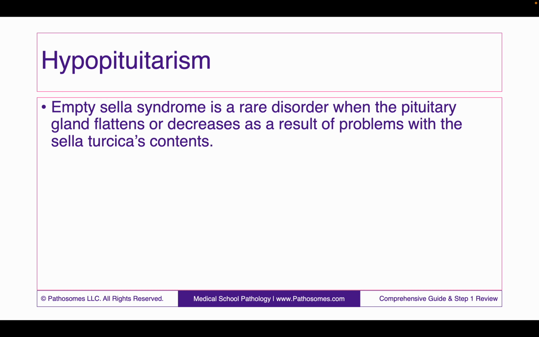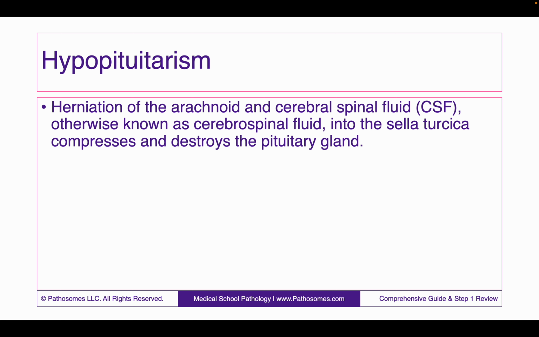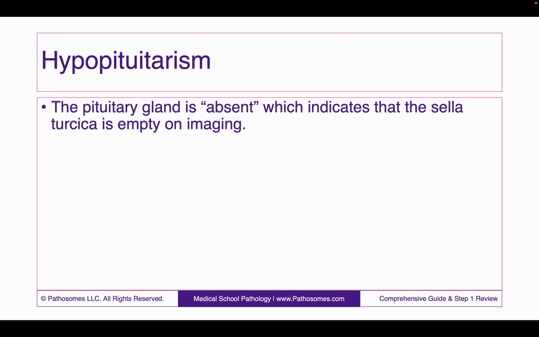Empty sella syndrome is a rare disorder when the pituitary gland flattens or decreases as a result of problems with the sella turcica's contents. Herniation of the arachnoid and cerebrospinal fluid, otherwise known as CSF, into the sella turcica compresses and destroys the pituitary gland. The pituitary gland is absent, which indicates the sella turcica is empty on imaging.